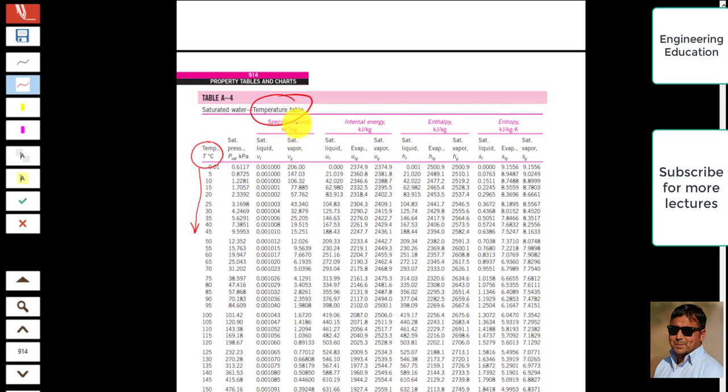Now these are the specific volume values which we talked about. This is vf, saturated liquid specific volume, and saturated vapor specific volume vg, and the units of these volumes are cubic meter per kilogram. Similarly, internal energy is measured in kilojoule per kilogram. uf, small uf, is the saturated liquid specific internal energy. ug is the saturated vapor internal energy, and ufg is basically the difference of ug and uf.